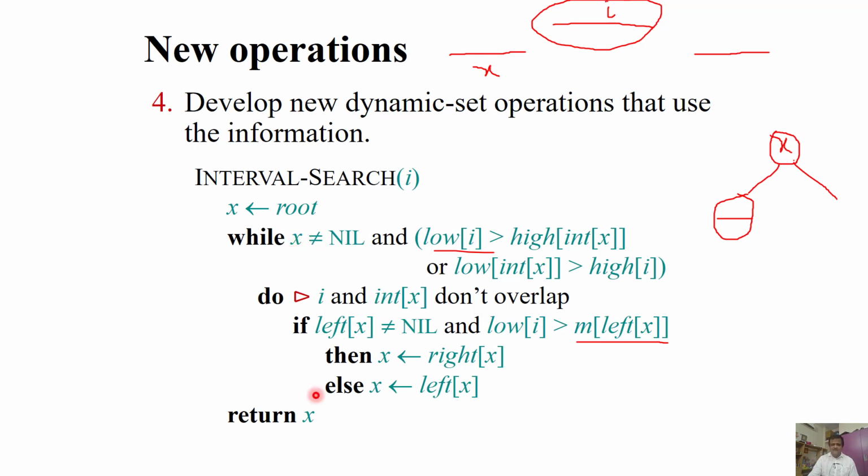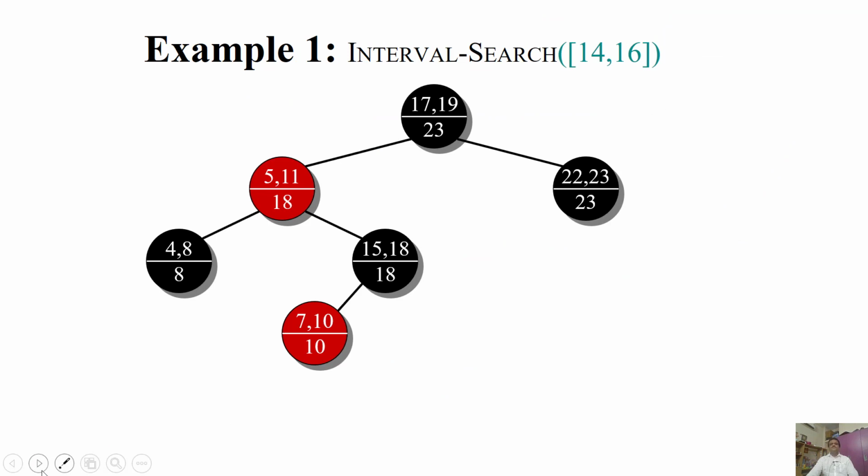If x is null, ultimately nil, then that means there is no interval overlapping with this. Otherwise, if the overlap condition is not satisfied, then we return the interval. So, that is the algorithm, the pseudocode for this. Let us take some example, then it will be more clear.